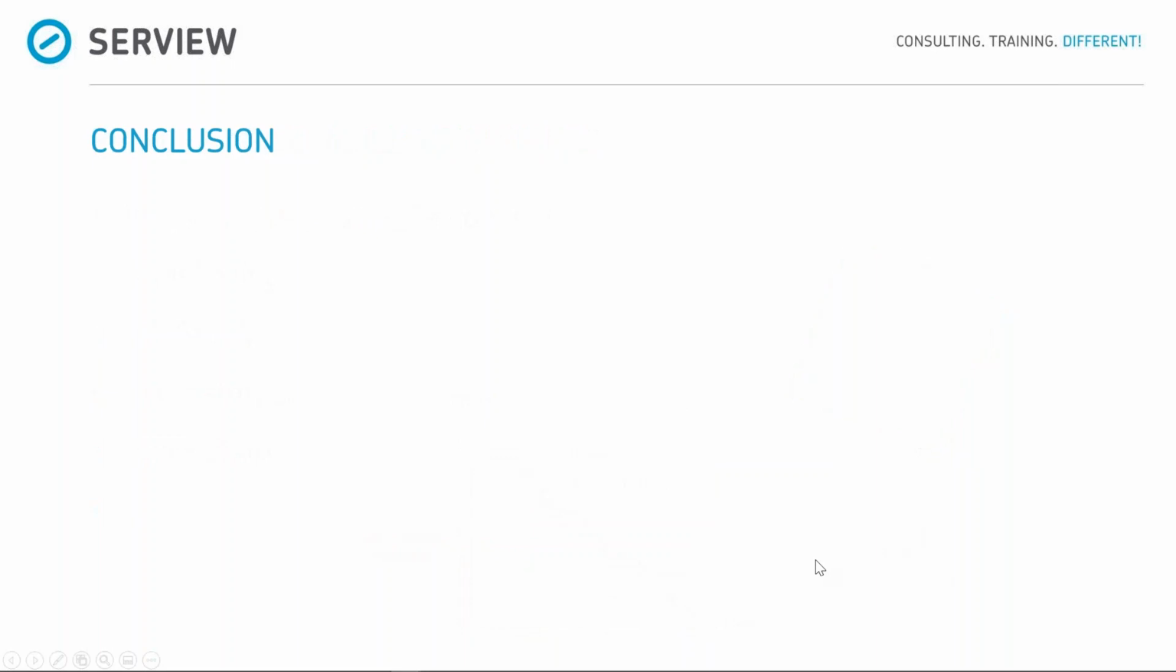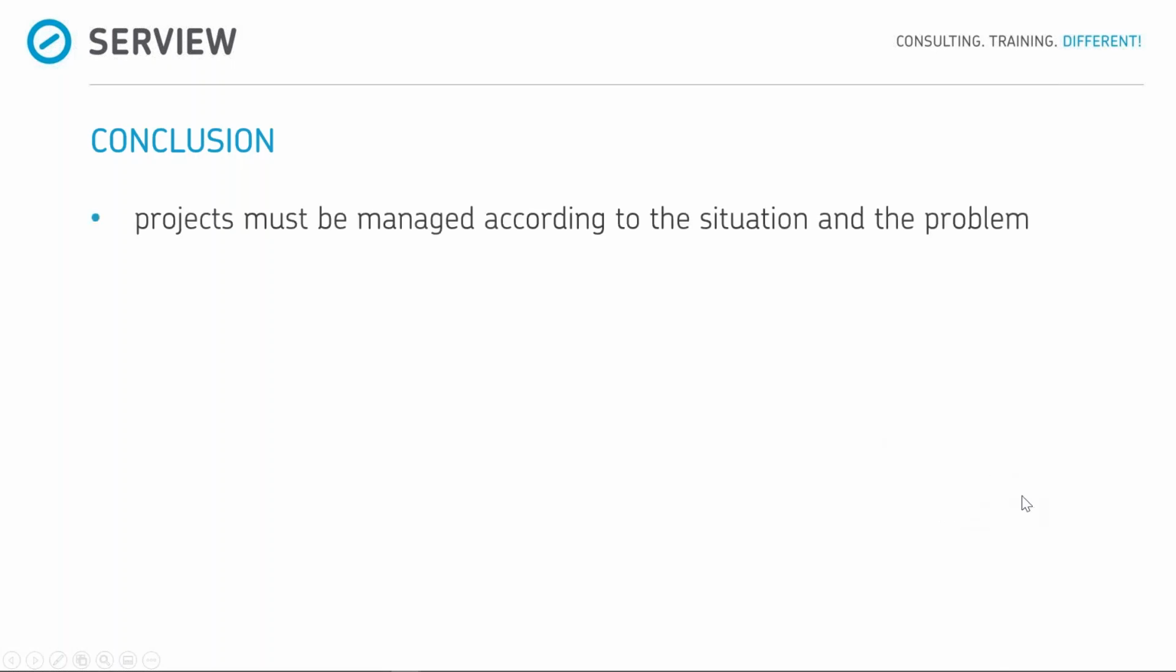So after this brief synopsis of PRINCE2 Agile and the differences between Classic and Agile, we do see that projects must be managed according to the situation and the problem. That means sometimes Classic or Waterfall might be your approach, and sometimes a more Agile approach is needed. Maybe you even need to make a mix of that, a hybrid thing, as we call it nowadays. And yes, that's a good thing. And that is called PRINCE2 Agile, for instance.